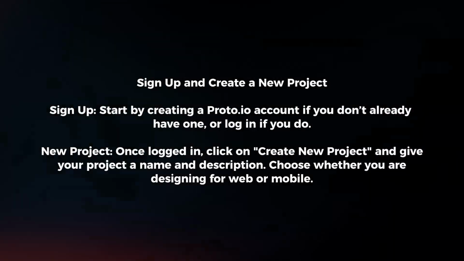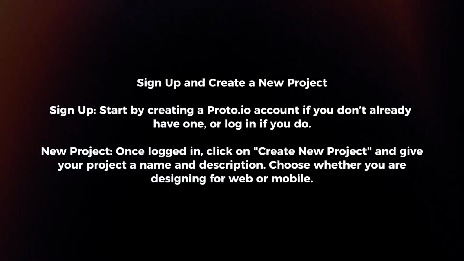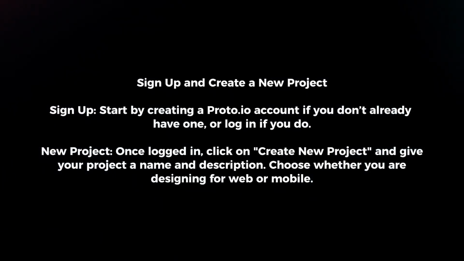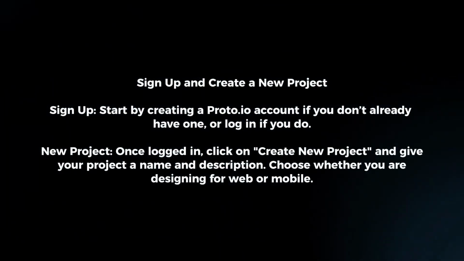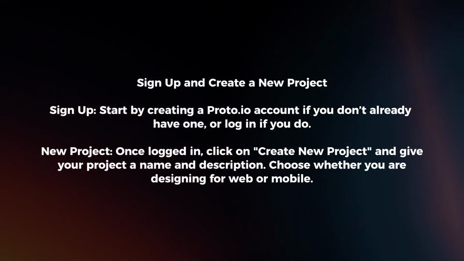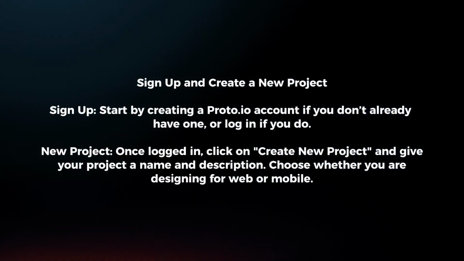Sign up and create a new project. Sign up: start by creating a Proto.io account if you don't already have one, or log in if you do. New project: once logged in, click on Create New Project and give your project a name and description. Choose whether you are designing for web or mobile.